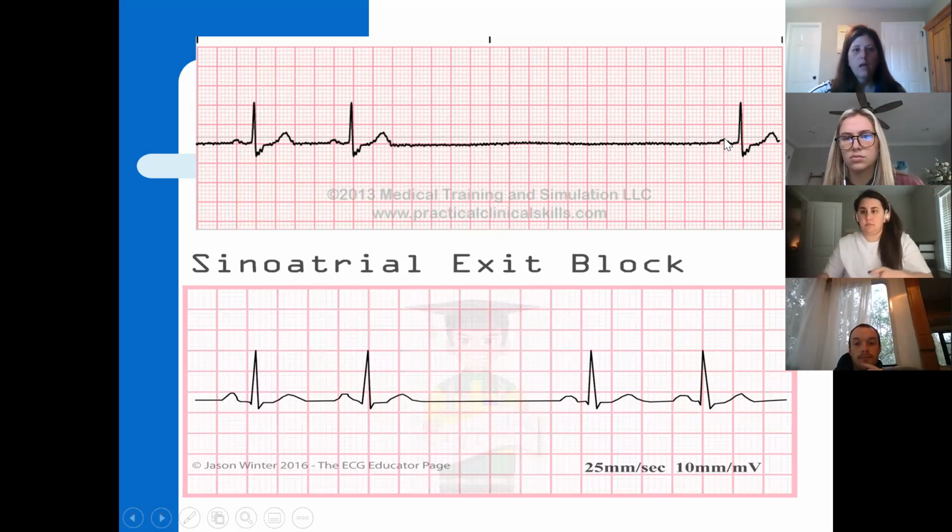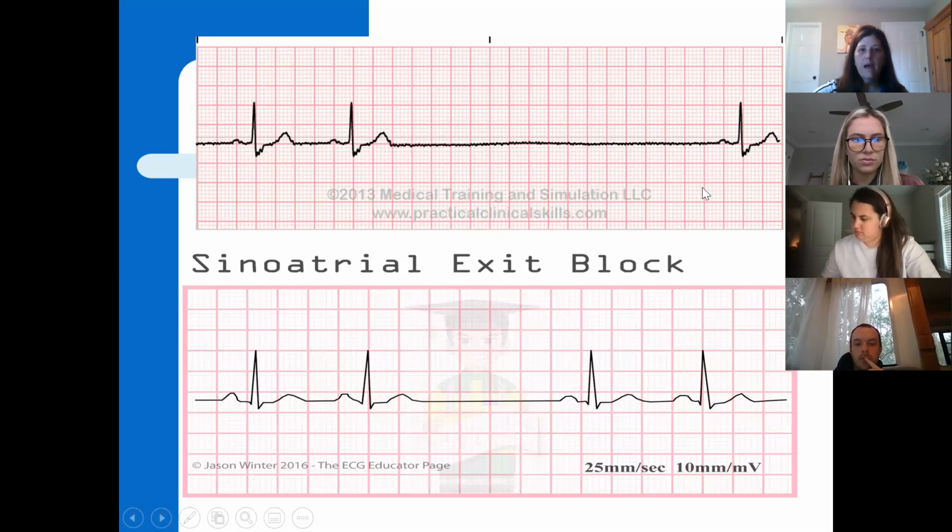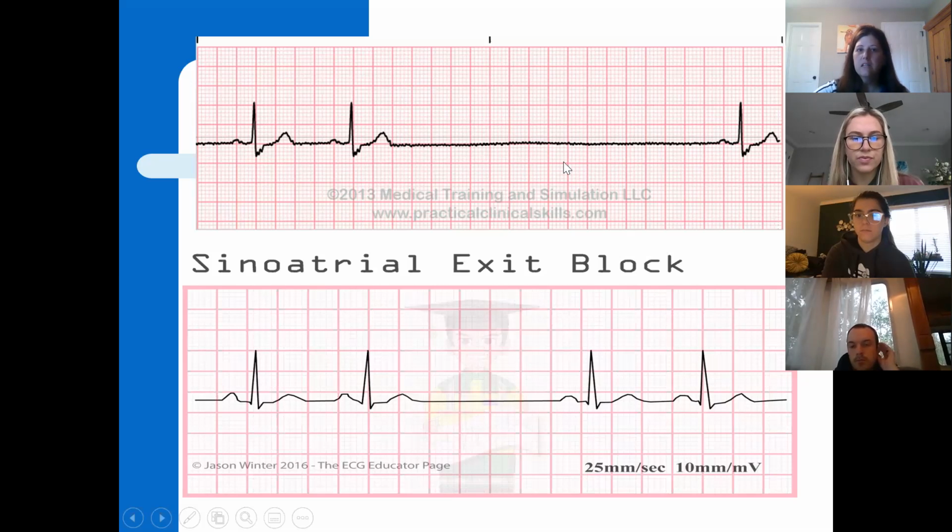So is this one going to be an arrest or an exit? Arrest. Arrest, because in this pause I see no P's, no QRSs, I don't see any atrial or ventricular depolarization happening, and this measurement is greater than 2 previous cycles. Everybody understand that before I move on?